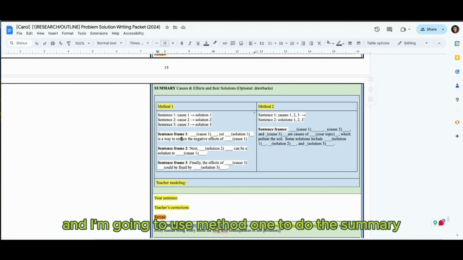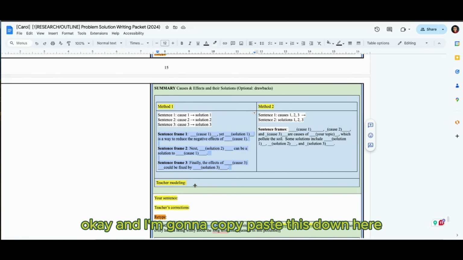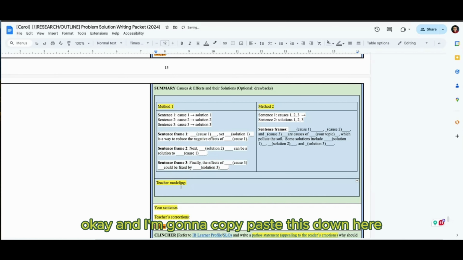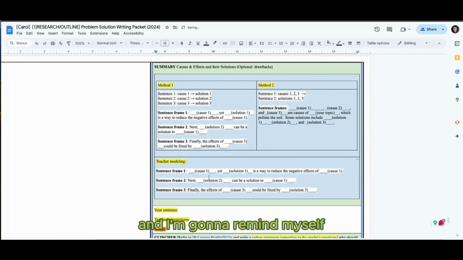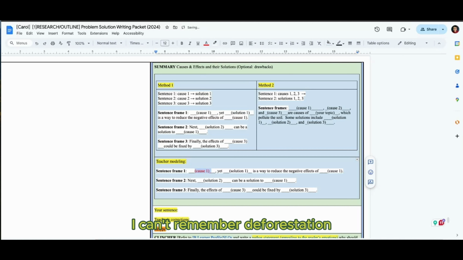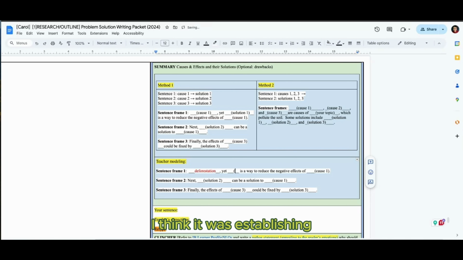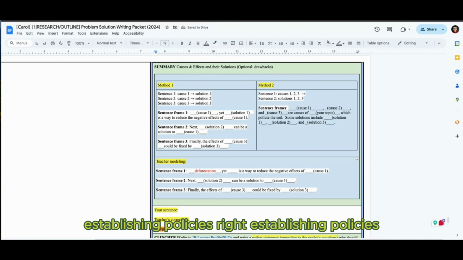All right, and I'm going to use method 1 to do the summary. Okay, and I'm going to copy paste this down here, and I'm going to remind myself, what was cause 1 about? I can't remember. Deforestation. Okay, and what was the solution to deforestation? I think it was establishing policies, right? Establishing policies.